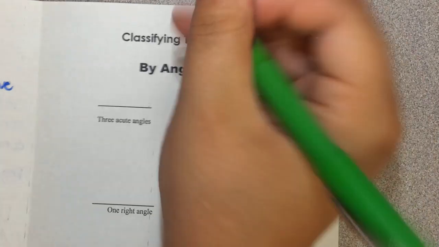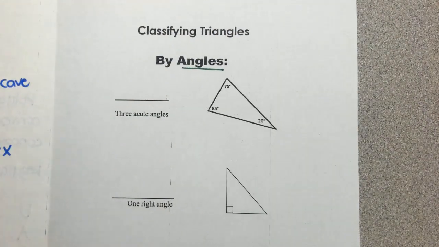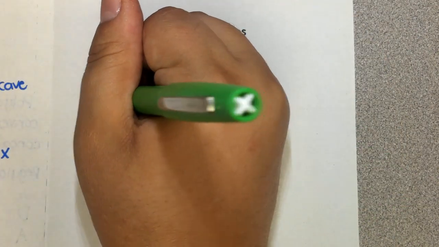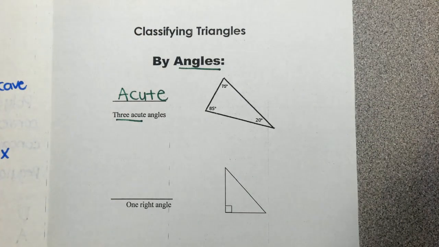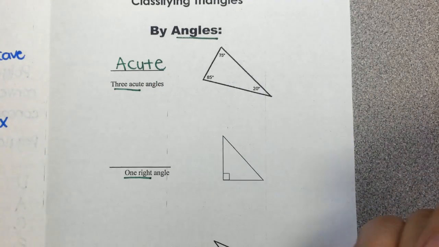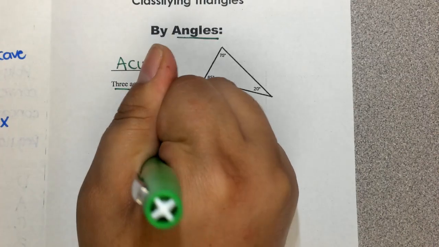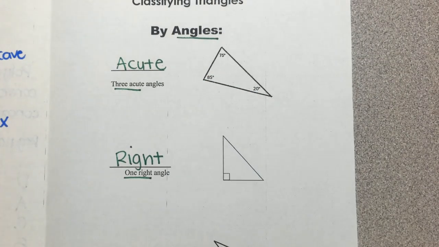Now, everybody underline the word angles. I'm also going to ask you to classify by angles. What if you have 3 acute angles? What type of triangle is it? An acute triangle. What if you have 1 right angle? A right triangle. Can you have 2 right angles? No. Why?